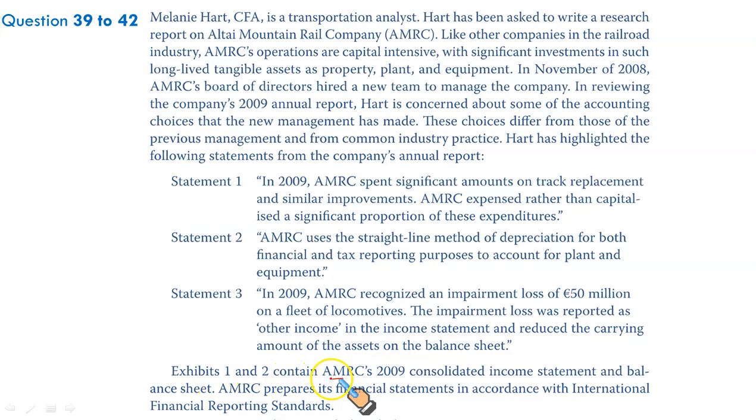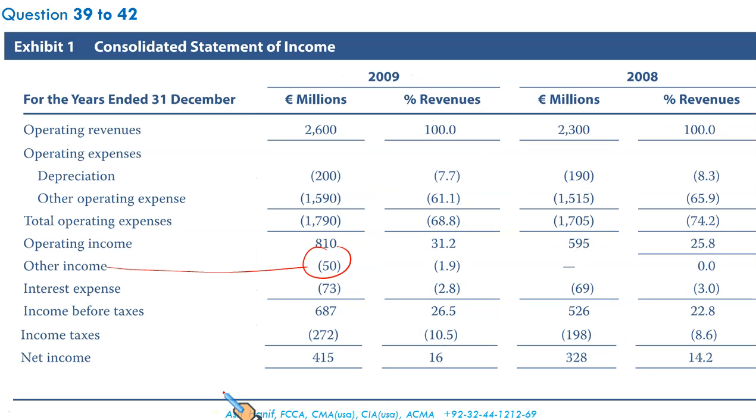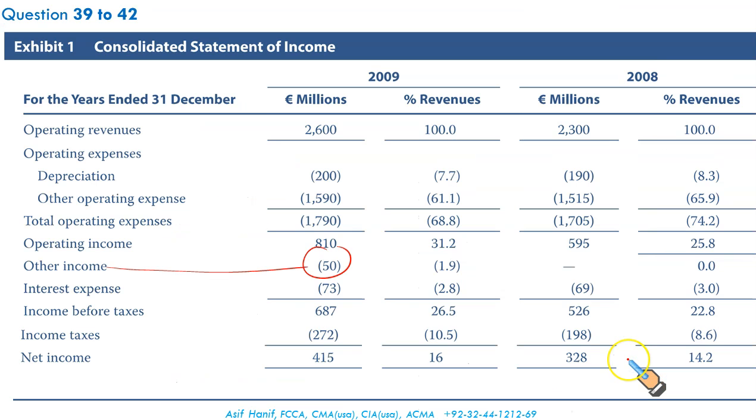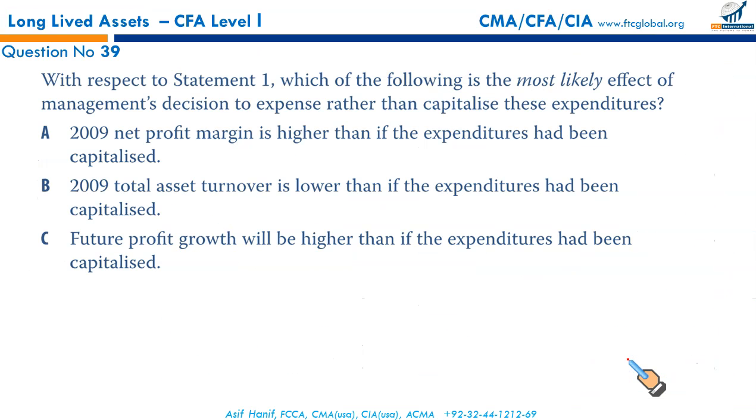Exhibits 1 and 2 contain AMRC's consolidated income statement and balance sheet. AMRC prepares its financial statements in accordance with the International Financial Reporting Standards, IFRS. This is your consolidated statement of income, and this is the consolidated balance sheet. Comparatives are given as well as the common size. See, common size, vertical, on the income statement as well as the balance sheet. Okay. What's the first question?